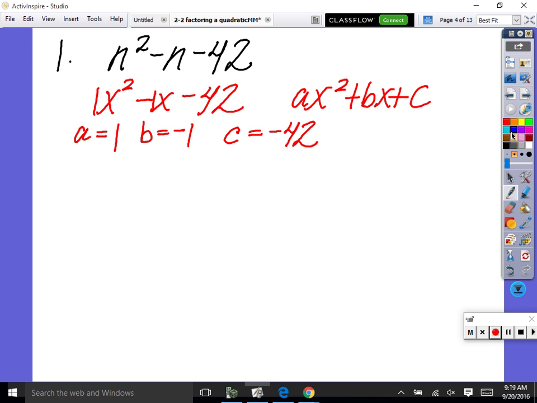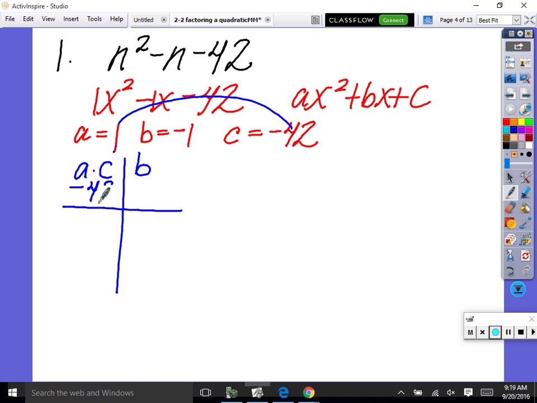Our second step is to do what, or our third step, I guess, technically on the paper. We're going to find what multiplies to be A times C, and I always draw this in, even to this day, and adds up to be B. So we're going to take and multiply A times C. So isn't that 1 times negative 42? What's 1 times negative 42? Negative 42. So our A times C is negative 42. And then we're just going to put B in. B is negative 1.